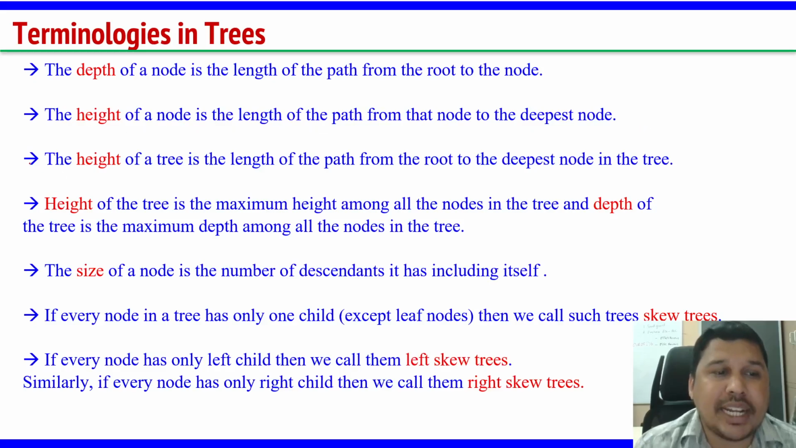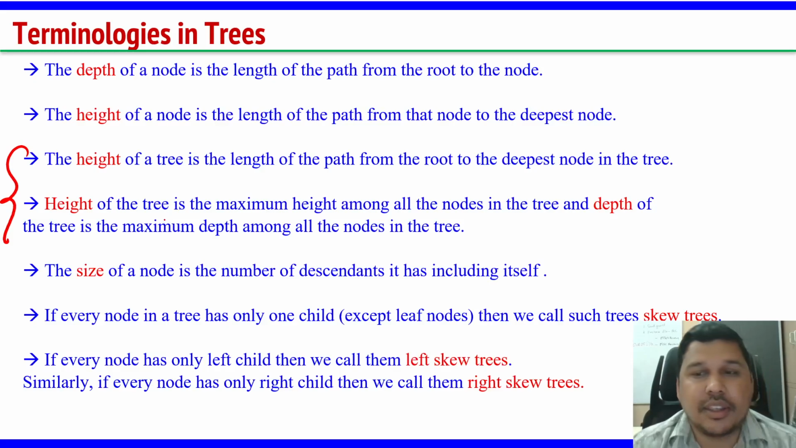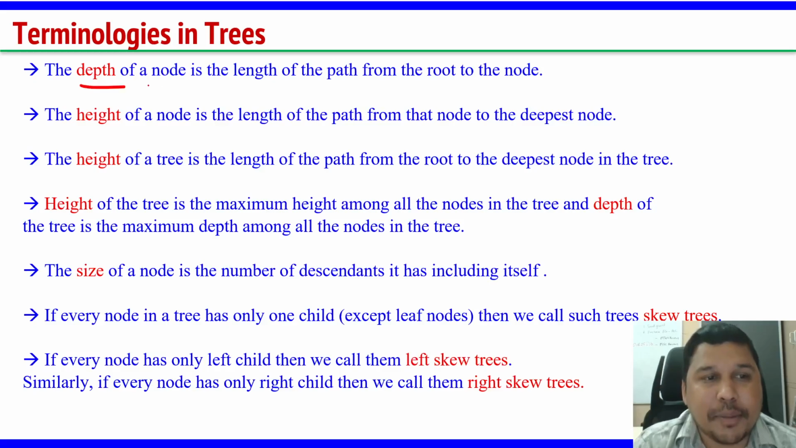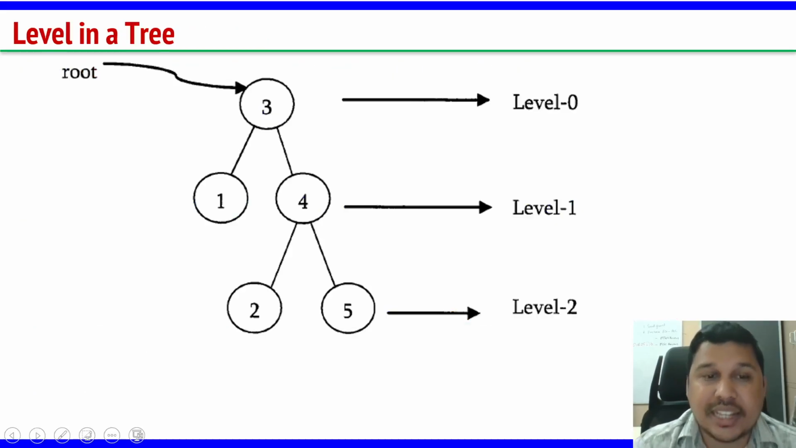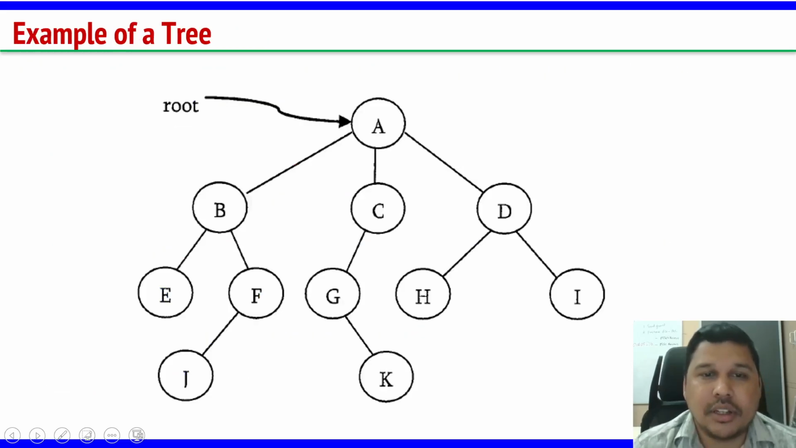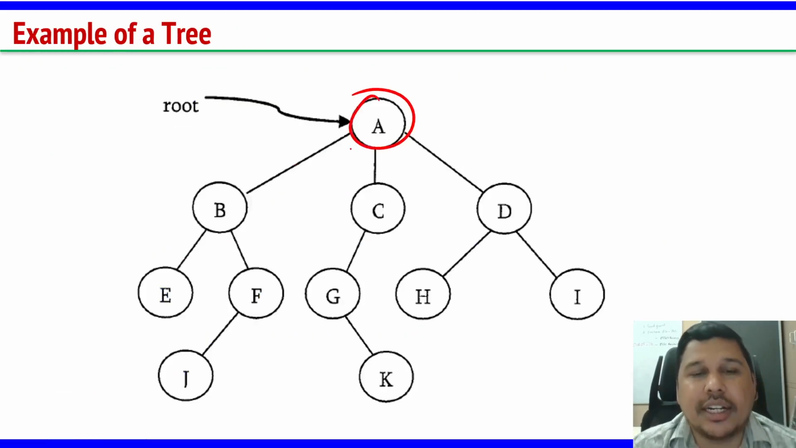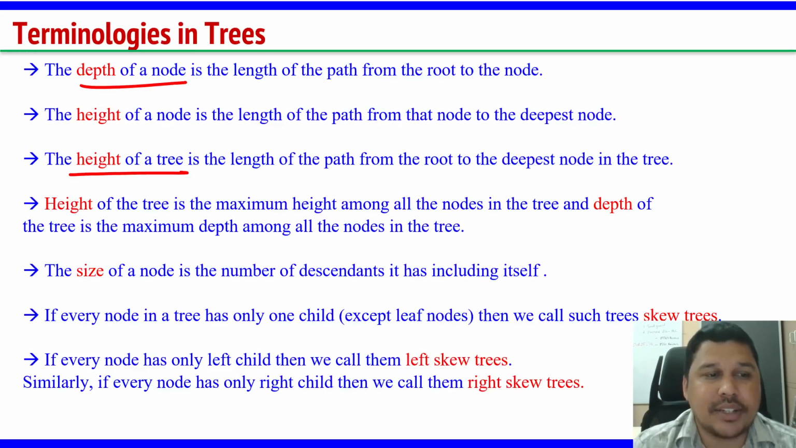And the important point is height of tree and depth of tree. Okay, don't get confused here. Depth of a node we discussed, right? Then height of a tree. What is the height of the entire tree? For each node, there is something called depth or height. For the whole tree, there can be depth and height too. Okay, how do we find that out?